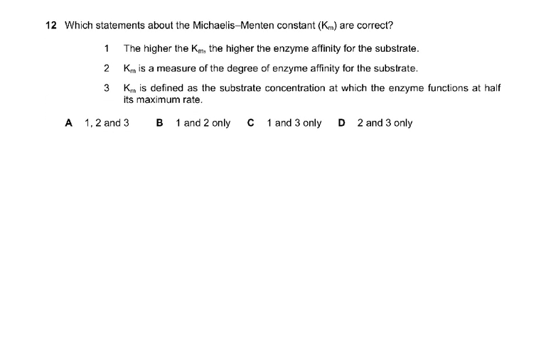Then coming to question number 12, which statements of the Michaelis-Menten constant Km are correct? The higher the Km, the higher the enzyme affinity for the substrate. Km is a measure of the degree of enzyme affinity for the substrate. Km is defined as the substrate concentration at which the enzyme functions at half of its maximum rate. Now the answer is D, but why is the answer D? Why is the first one wrong? It says the higher the Km, the higher the affinity. No, that's the opposite. It's not exactly inverse, but we say the higher the Km, the lower the enzyme affinity for the substrate. So this is the one which they've given wrong.